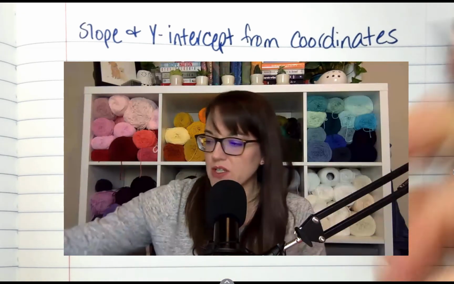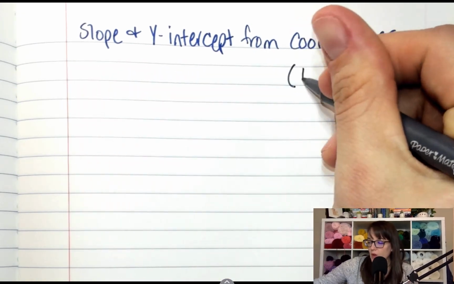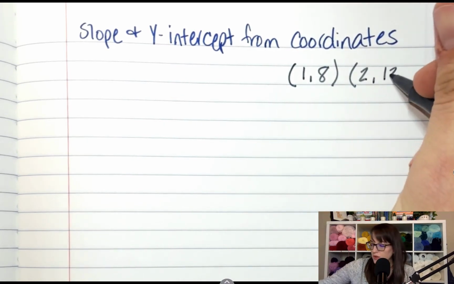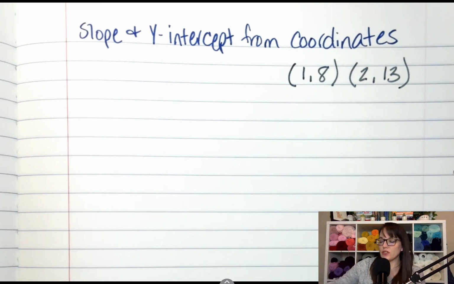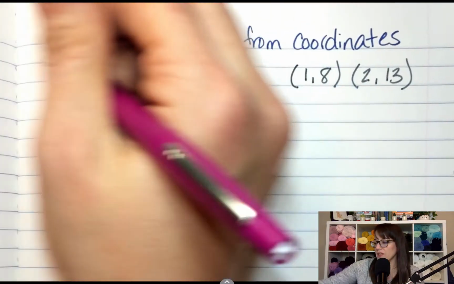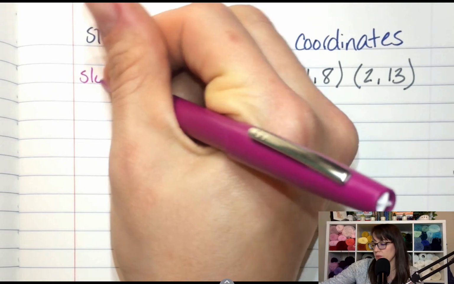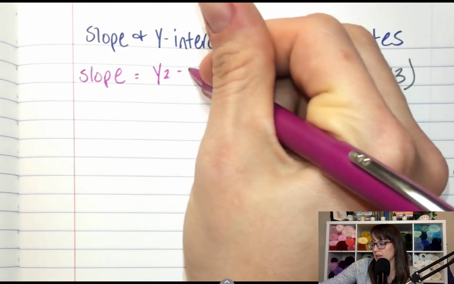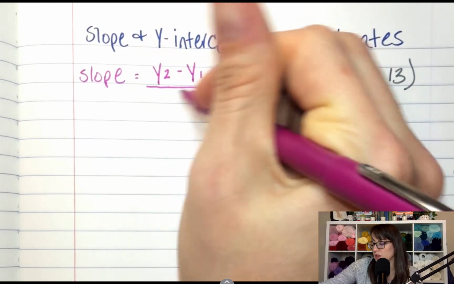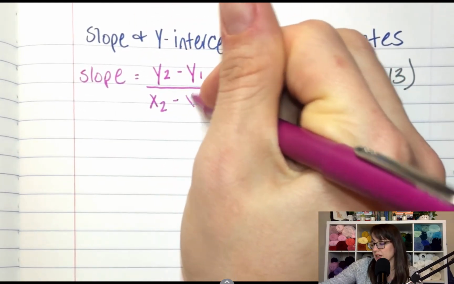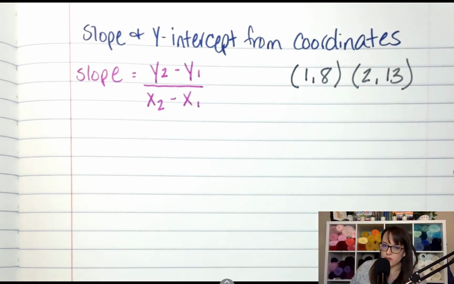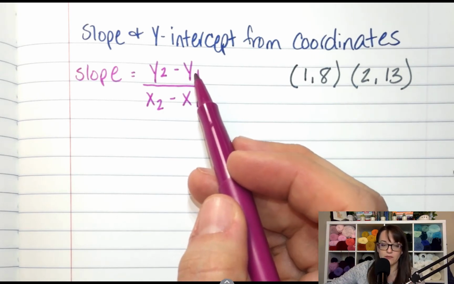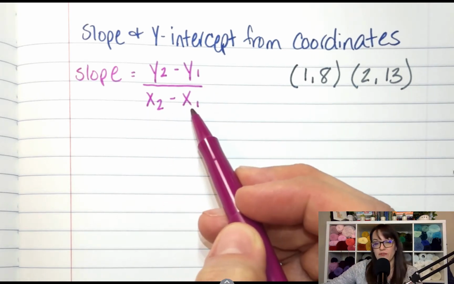So like most times, let's start off with an example. We've got (1, 8) and (2, 13). Now slope has a formula. We haven't talked about it like this yet, but the slope formula is y2 minus y1 over x2 minus x1. And what those 2's and 1's mean are literally just this is the second y, this is the first y. This is the second x, this is the first x.